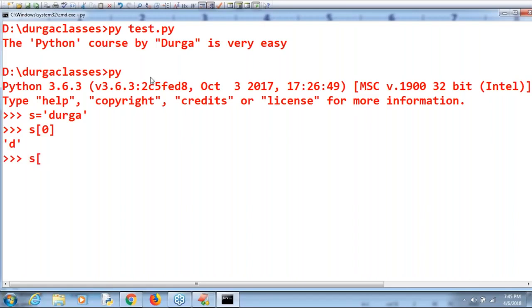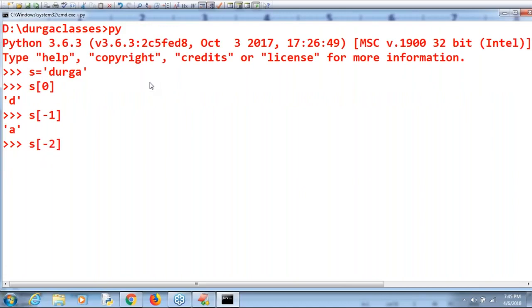Sir, S of -1. What's the answer, sir? -1 means from right to left. Then A. Correct or not? Sir, S of -2. What is the answer? S of minus 2. What answer are we going to get? So last but one, G. Are you getting G? By default, we are going to get that. Okay, like, sir, now I want to use the slice operator. How can you do that? S of 1 to 4.